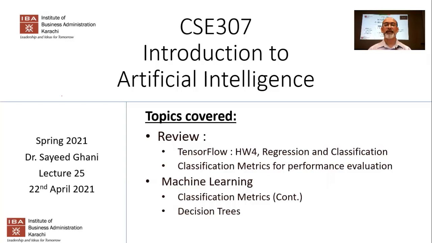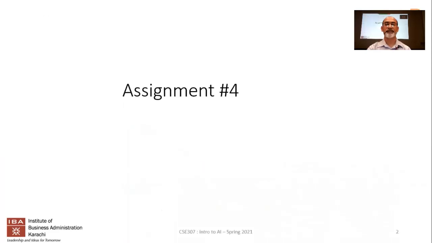Last week, we spoke about TensorFlow, homework number 4, regression and classification, and we started talking about the metrics for performance evaluation. If you have multiple types of algorithms, then how do you choose which algorithm is better? So today, we'll continue our discussion on the classification metrics, and then hopefully we will spend time on the next major machine learning algorithm outside of the neural networks, which is decision trees, and also hopefully random forests, which are based on decision trees.